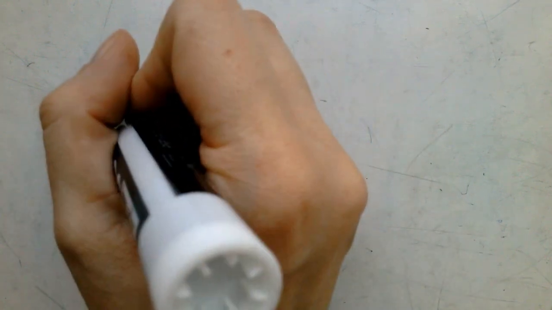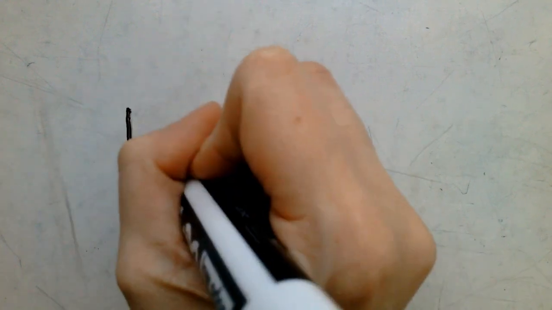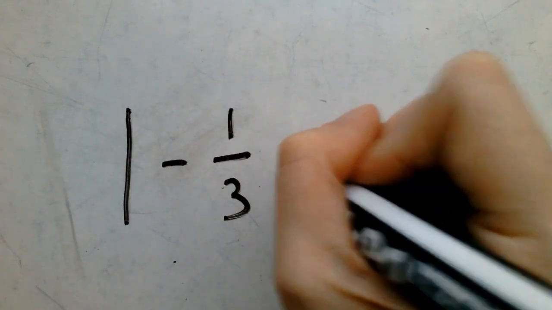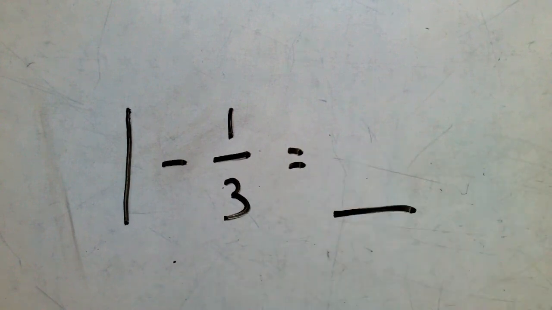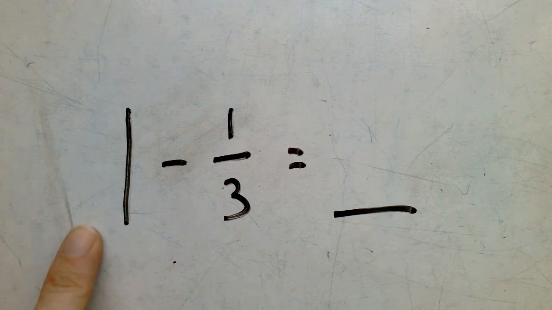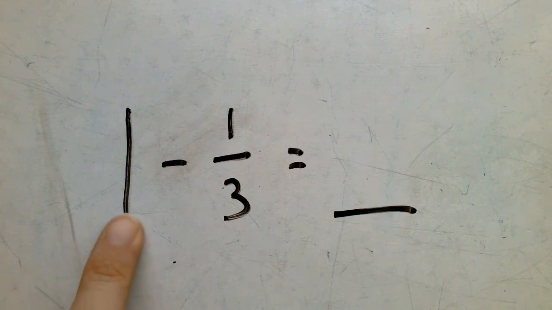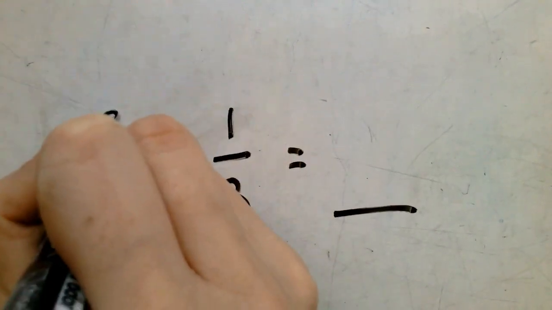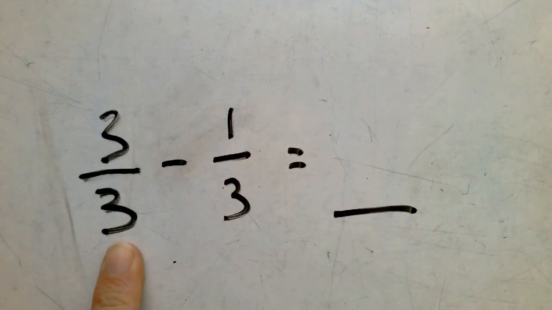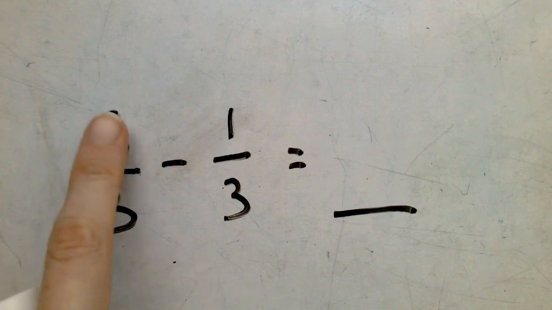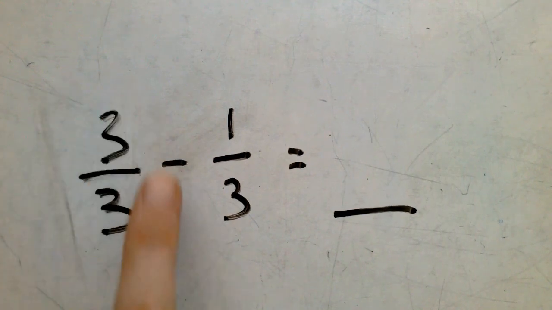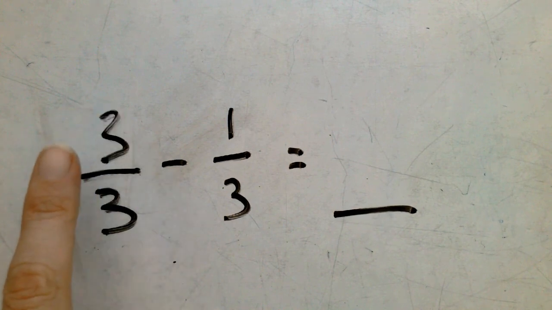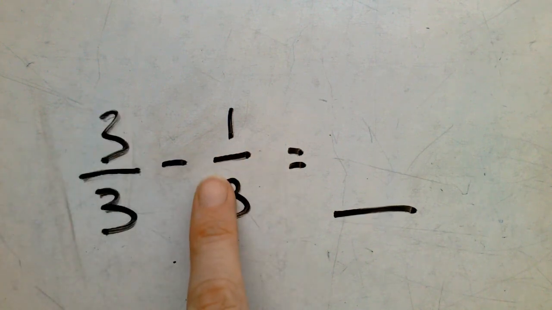On your whiteboards, I want you to write the following subtraction problem. 1 minus 1/3 equals blank. We're going to try and figure out what goes in that blank together. When we look at this problem, we can look at our whole number 1 and think, how many thirds are in 1? There are 3 thirds in 1. So let's replace our 1 with 3 thirds. This is the same thing as saying 1 whole. Whenever you have the same numerator and denominator, your fraction is also considered 1 whole. Once we write our fraction like this, it's easier for us to subtract.